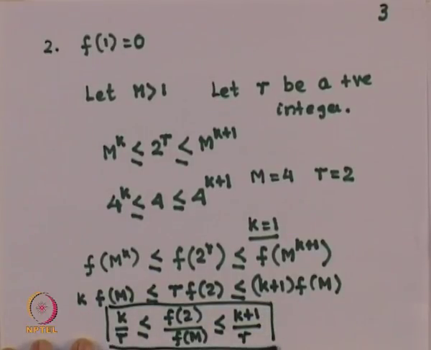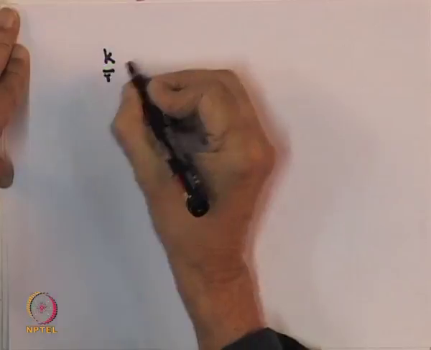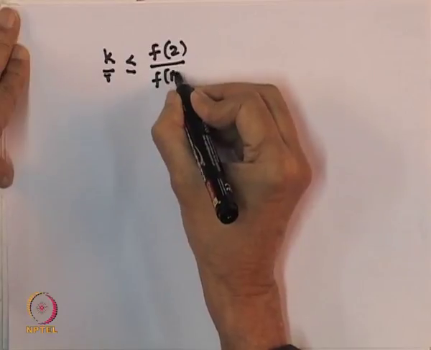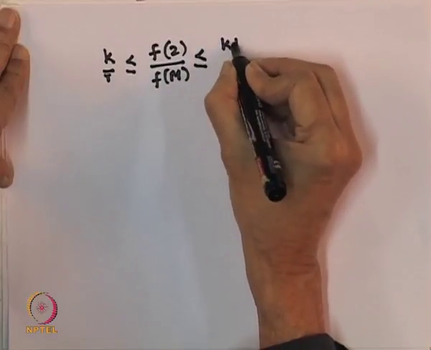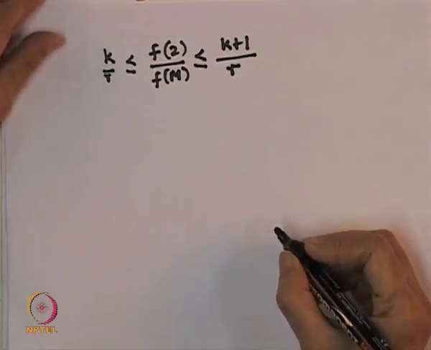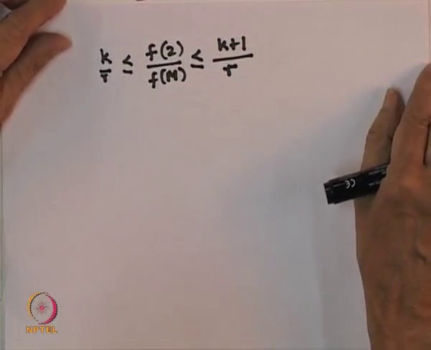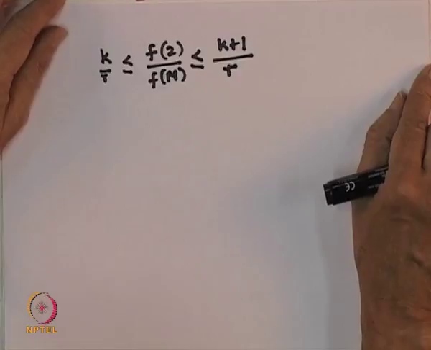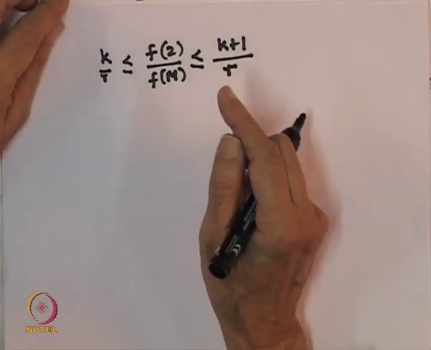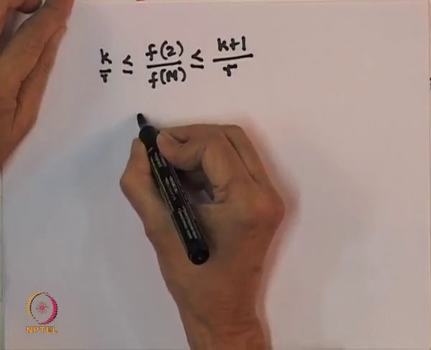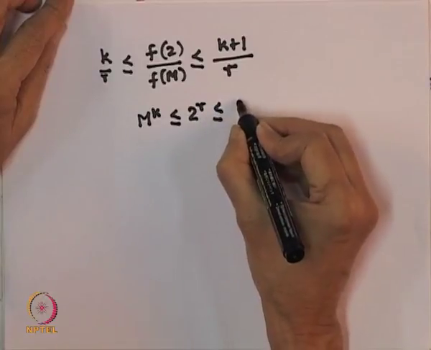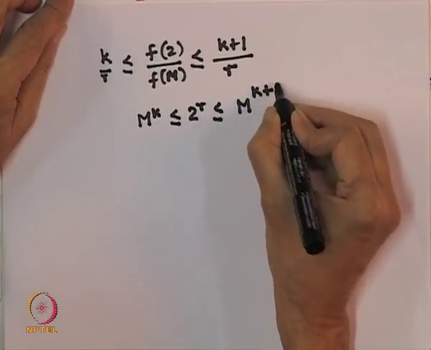Now, note one thing. We had this relationship: k over r less than or equal to f of 2 by f of m, less than or equal to k plus 1 by r. This arose because of the fact that f of m is a monotonic function. Now, I have a very similar situation with respect to the logarithmic function, and that is primarily because I have m to the power k less than or equal to 2 to the power r less than or equal to m to the power k plus 1.